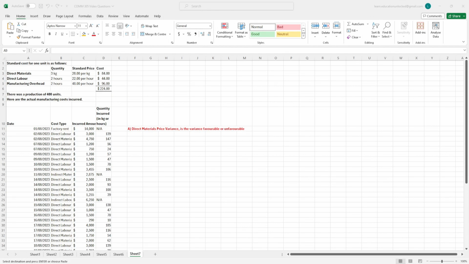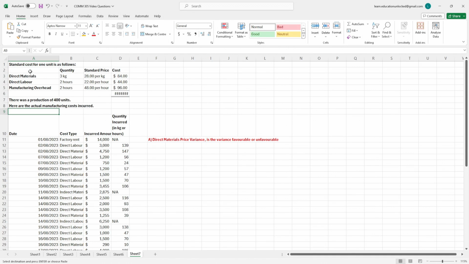All right, guys, so welcome to our chapter 12 example. This should look similar to a past exam or an exam-like question. Here we have the standard cost for one unit, as follows. We have direct materials, direct labor, and manufacturing overhead. For direct materials, the quantity is 3 kilograms, the standard price is $28 per kilogram, so the cost is $84.